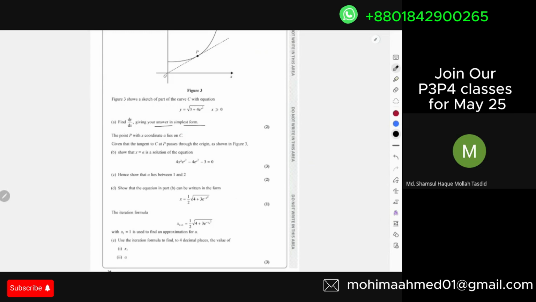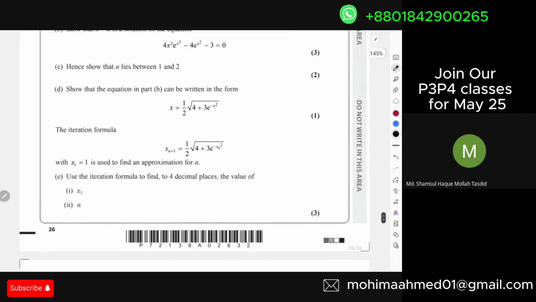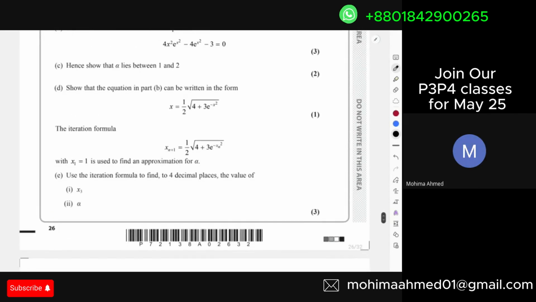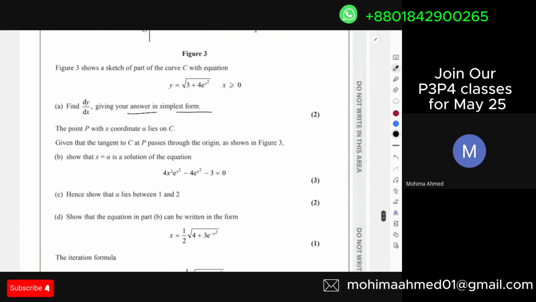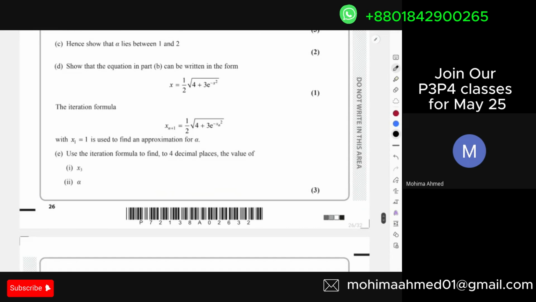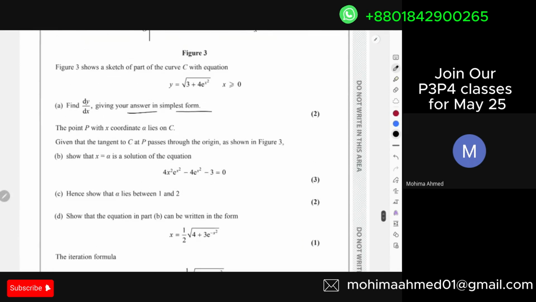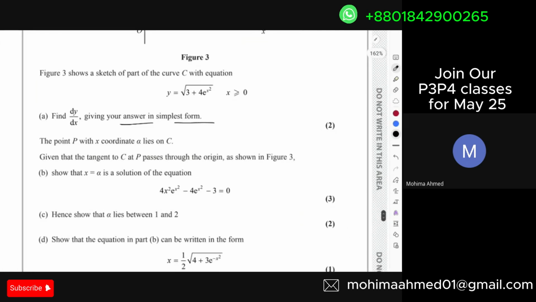11 marks for this numerical methods question. But up to part D, it was not about numerical maths. That was about integration and all. Integration and exponential. Only this last part, part E, was about numerical methods. Other than that, everything is just differentiation and integration. So we have differentiation and exponential.